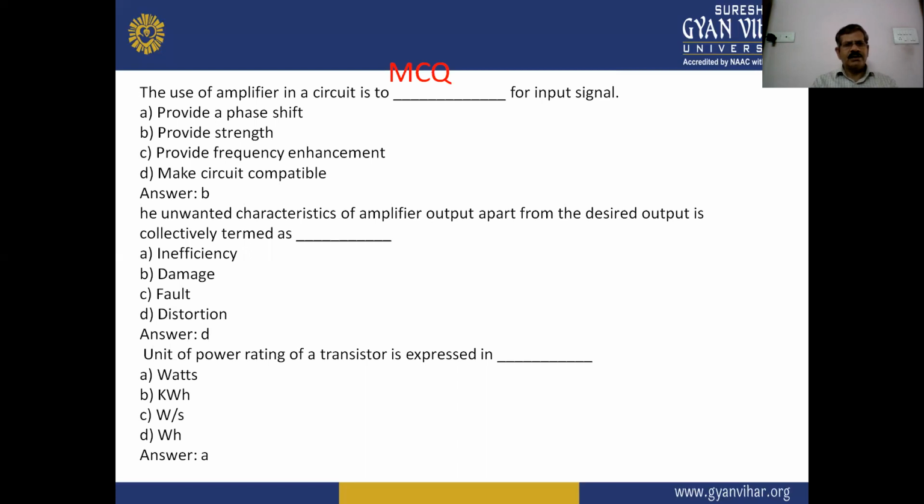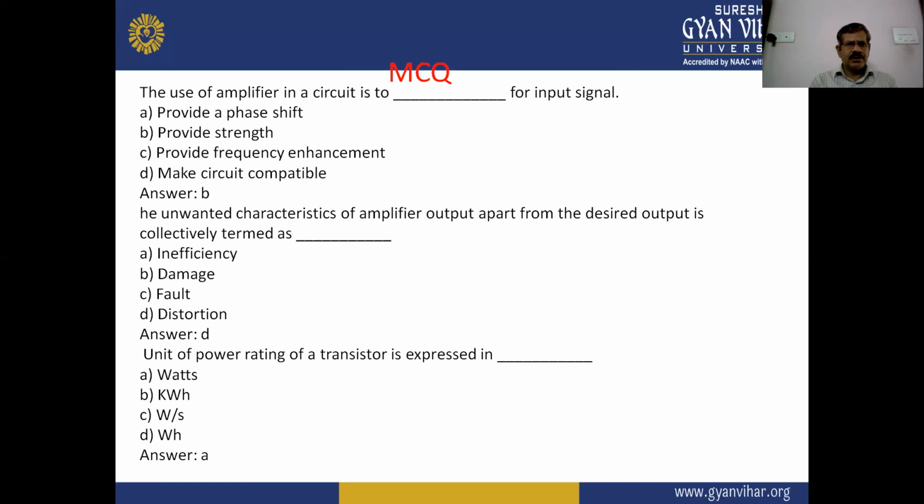So here the correct answer is option B. The use of an amplifier in a circuit is to provide strength for an input signal, because the input signal is applied to the amplifier and the output of the amplifier will increase the strength of the signal. So that is the use of an amplifier, to provide strength to the input signals.